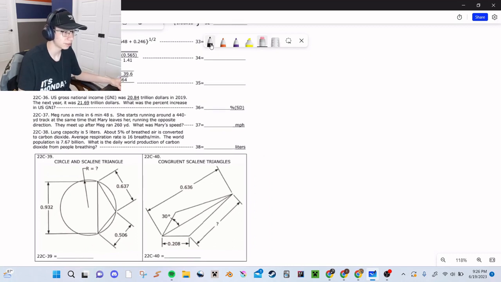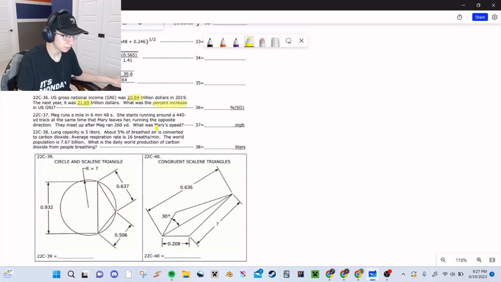Okay, so for 36, U.S. gross national income was this many $1 trillion in 2019. I don't think that matters. It was that many $1 trillion in 2019. And the next year, it was $21.69 trillion. And I want to know what the percent increase is.